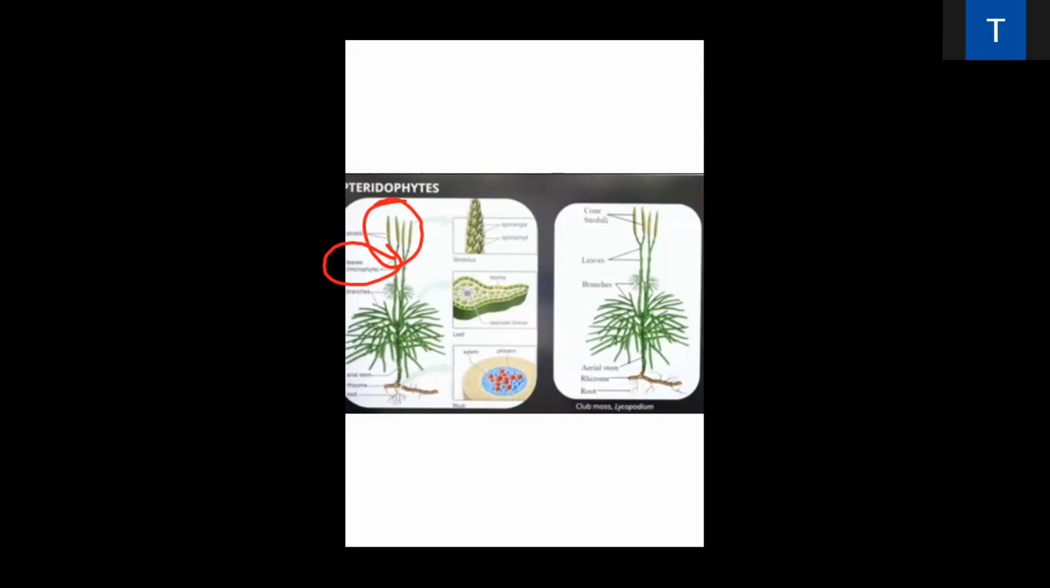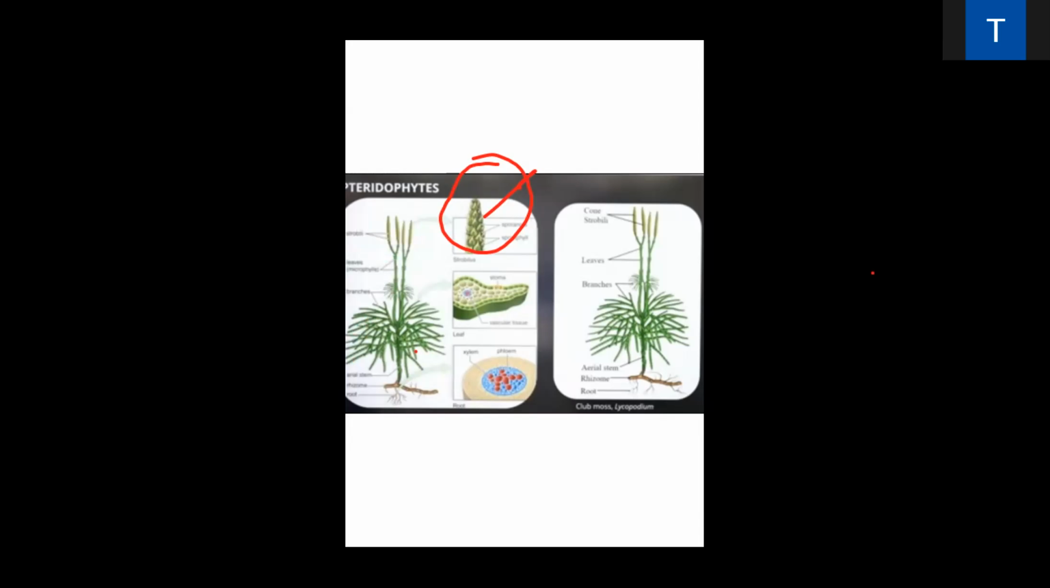Here are the sporangia, where spores are formed. Spore formation takes place here. The leaves are very small here. Have you seen the internodal distance in between? Internodal distance is seen, and branches are also present. Here you see the branches also.